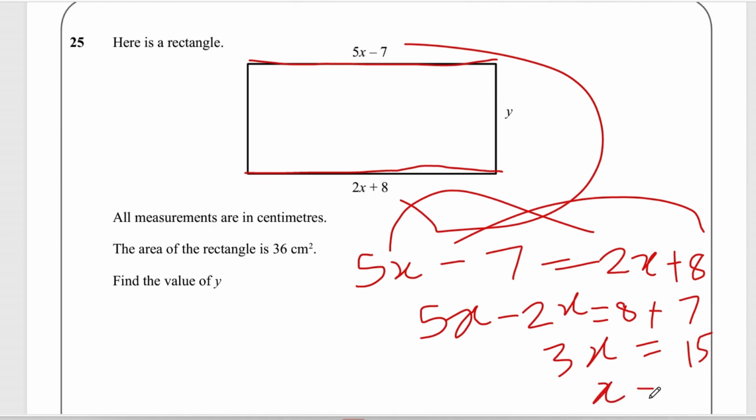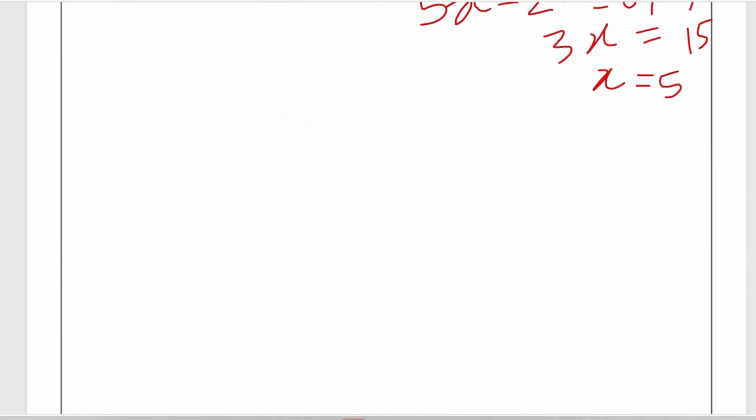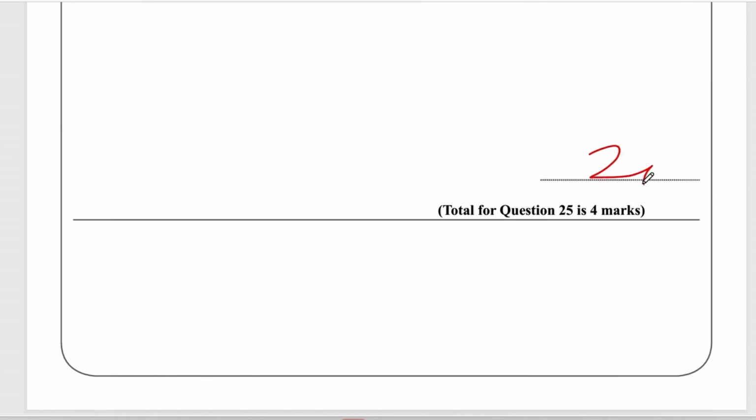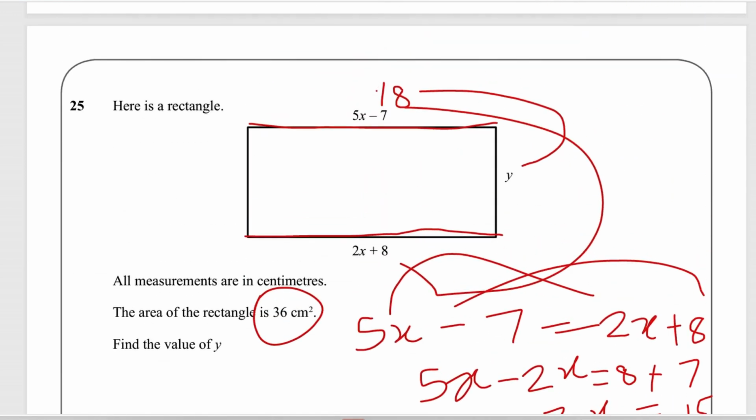So if x is 5, what is the length? You just put it in the equation. If x is 5, that means you have 5x, 5 times 5, which is 25. 25 minus 7 is 18. If you use the one down, you get 18 as well. So the length is 18. Now the area was 36. y is the width. Area is the length times the width, right? 18 times what will give you 36? It has to be 18 times 2. So that is why the answer is 2 centimeters, because the unit is centimeters.